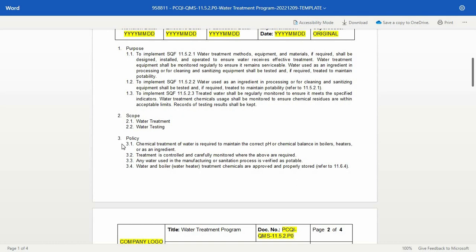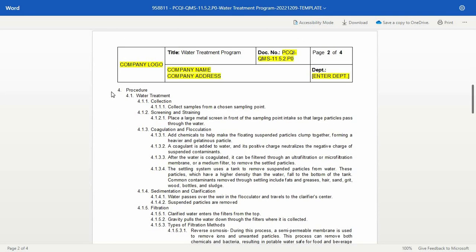Chemical treatment of water is required to maintain the correct pH or chemical balance in boilers, heaters, or as an ingredient. Treatment is controlled and carefully monitored where the above are required. Any water used in the manufacturing or sanitation process is verified as potable. Water and boiler treatment chemicals are approved and properly stored.